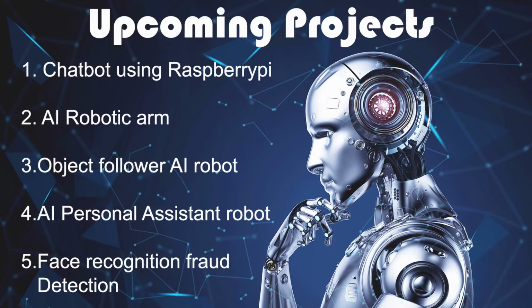Next is an AI personal assistant. It is a combination of chatbot and vision. We can talk to it, and it can do anything for us as we wish. And next is face recognition fraud detection. In many places, face recognition is used as an identity for presence. Some people are using mobile phone photos of others and doing fraud, so this model detects when someone is using mobile phones for that. So that's all about my project.